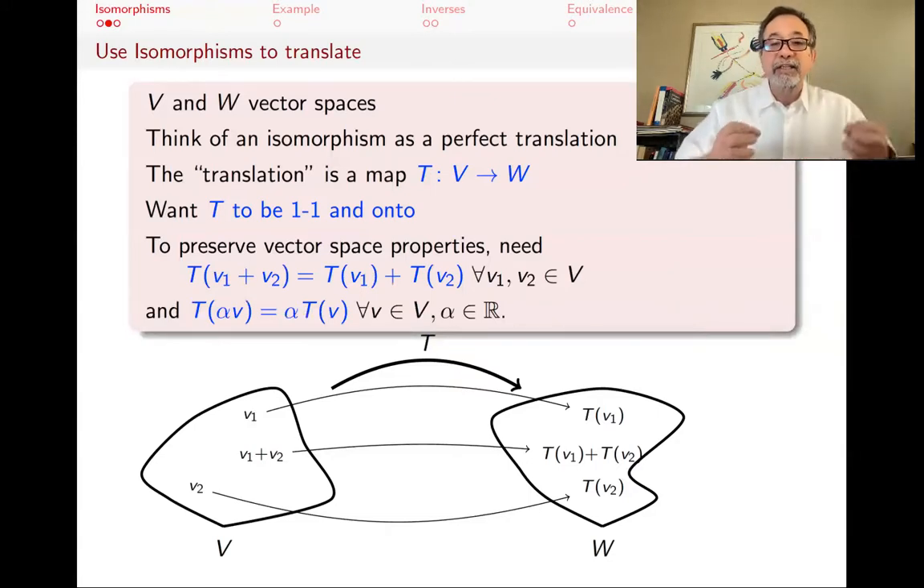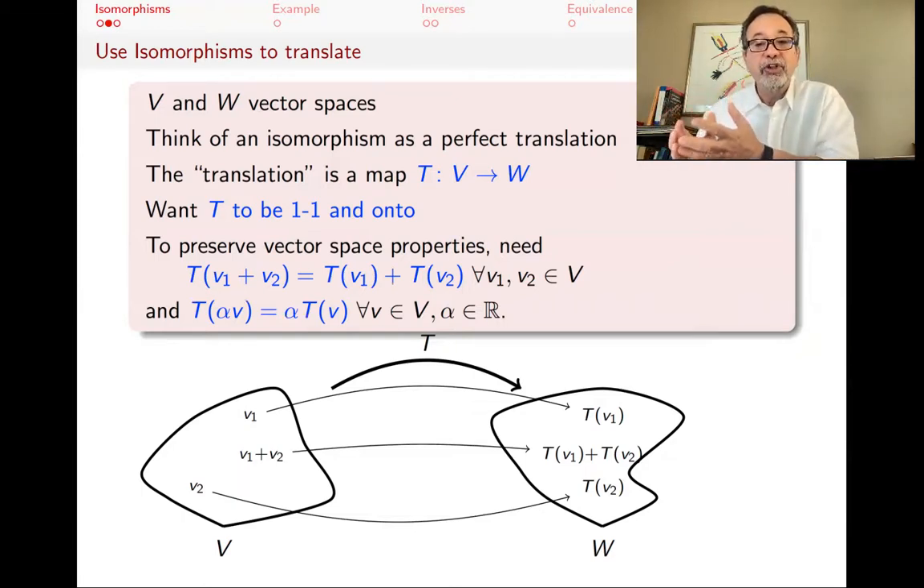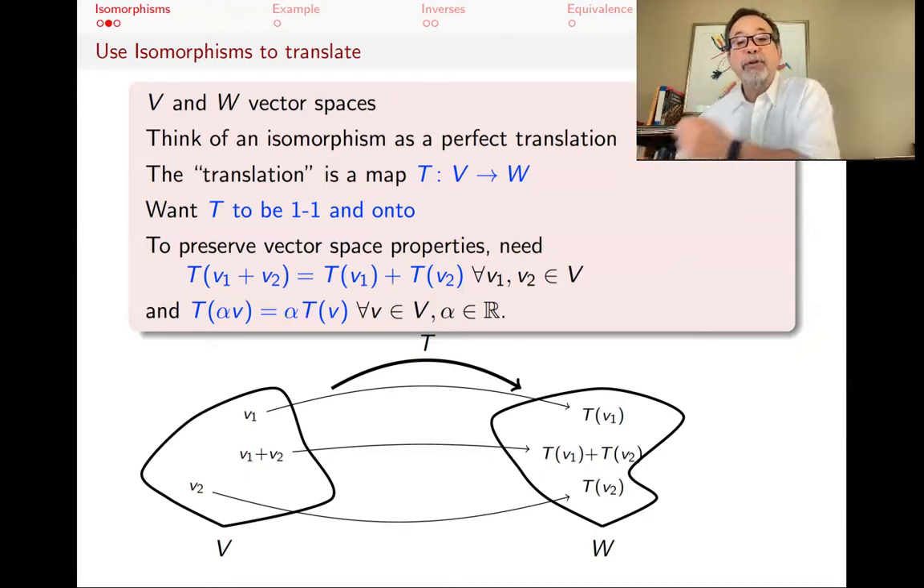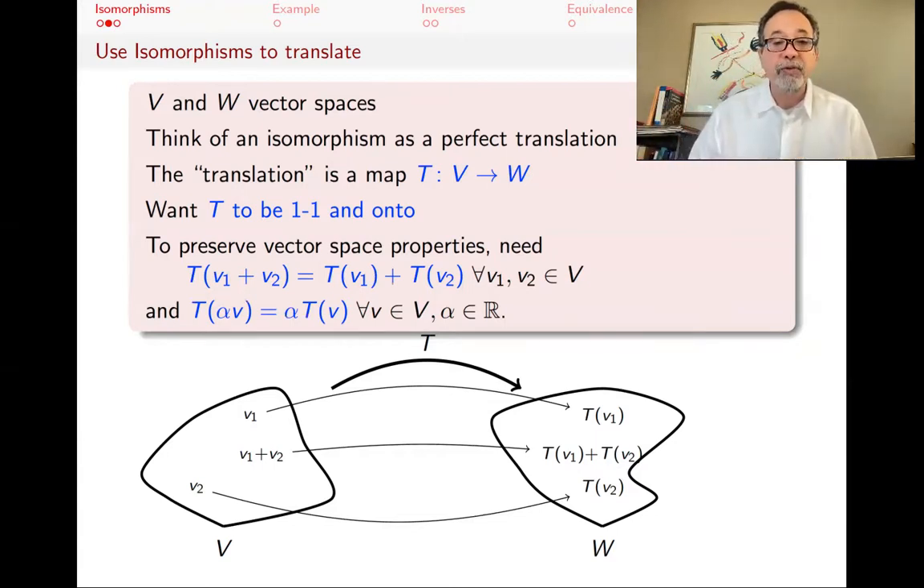One of the things it does is that it takes linear combinations to the linear combinations of the images. And because of that, if you have a linear algebra statement, something like all these vectors being linearly independent, and you translate over to W, if you have an isomorphism, then you can ask your question over there in W and get an answer, and the answer will be right, and you can translate your answer back to V.